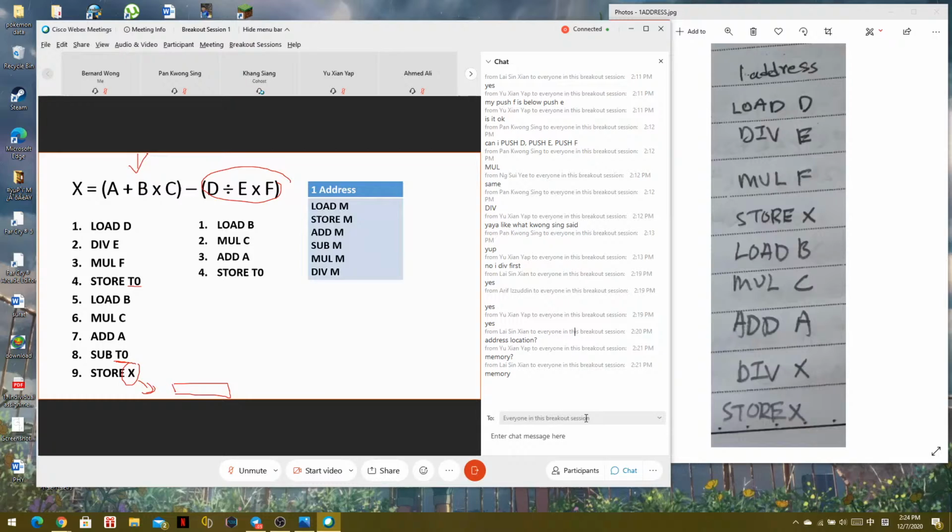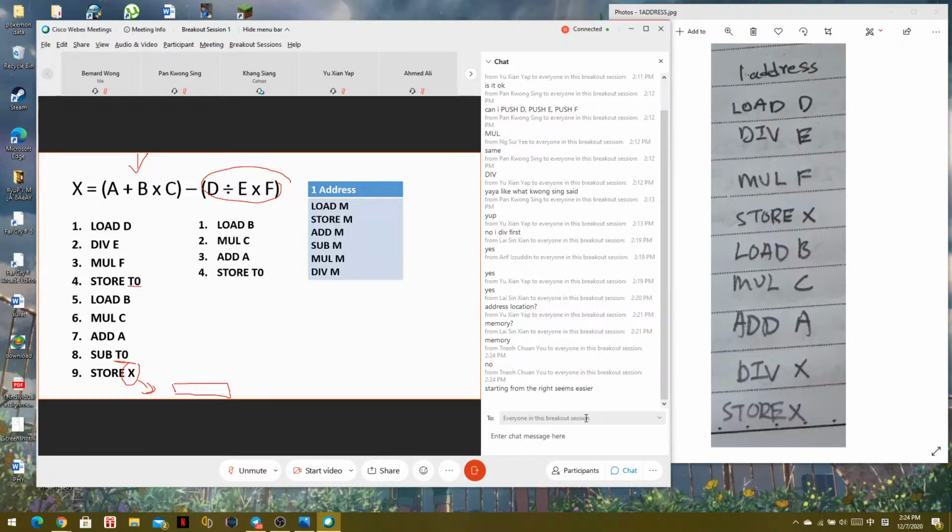So I guess no, is it? It's a no, right? Okay. So why don't you start from the left side? Yeah, can anyone just reply in the chat, like why you don't want to start from the left side? Okay. Starting from the right seems easier.